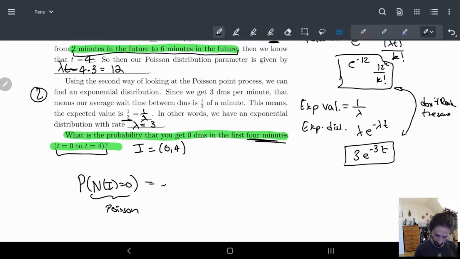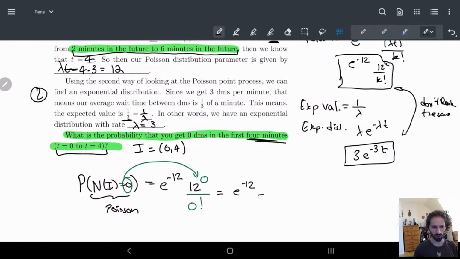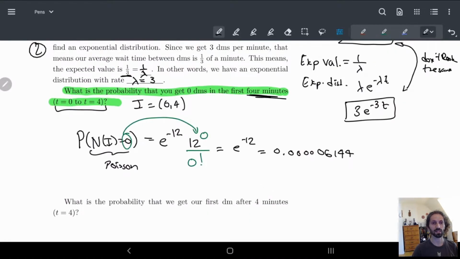Here we have e to the minus 12, 12 to the k, where k is 0, over 0 factorial. And we just solve. Here we have 12 to the 0 is 1, over 1. So we have e to the minus 12, which is roughly 0.000006144, that is, 5 zeros. Okay, so that's one thing solved. Nice and easy.